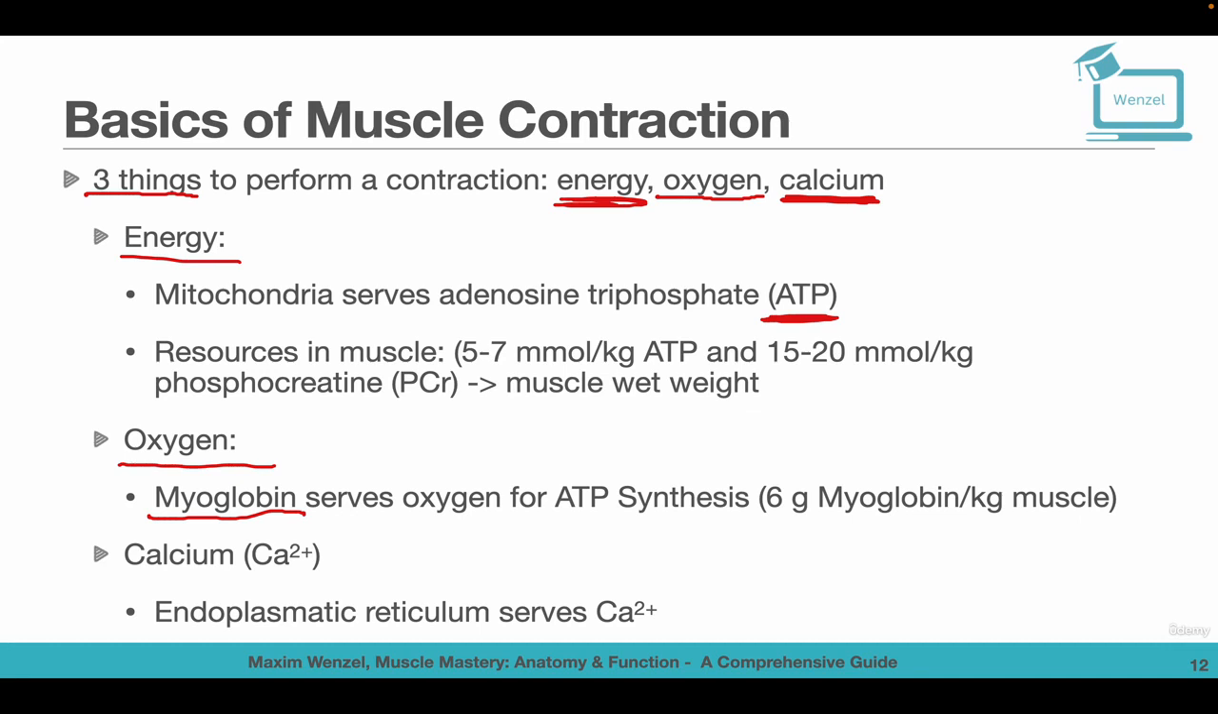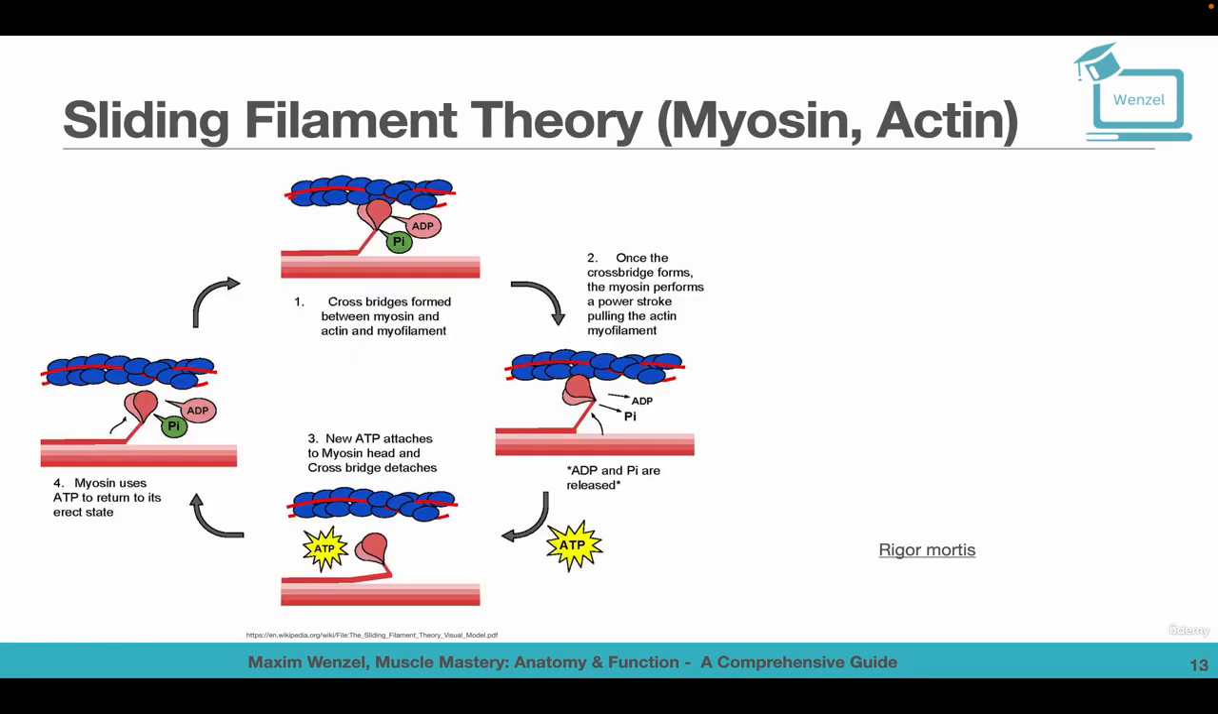You know, myoglobin serves oxygen for the ATP synthesis. ATP synthesis means you will have ATP in your body, like we talked about here, but you also need to generate more ATP. And for that, you will need oxygen. And you have 6 grams of myoglobin per kilogram wet weight muscle. And for the third thing, you will need calcium. And the endoplasmic reticulum serves this calcium to perform a contraction.